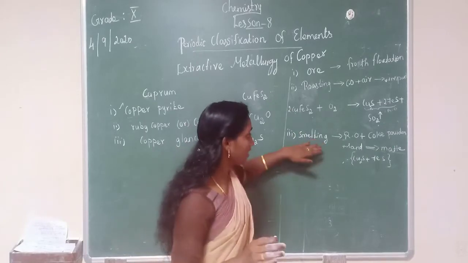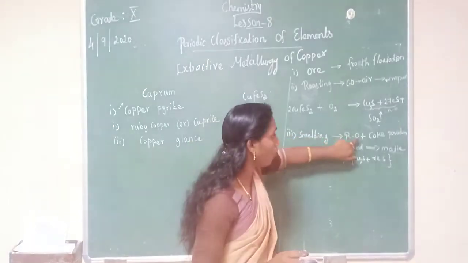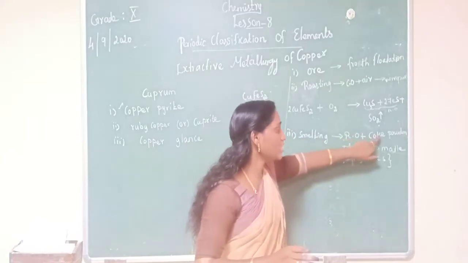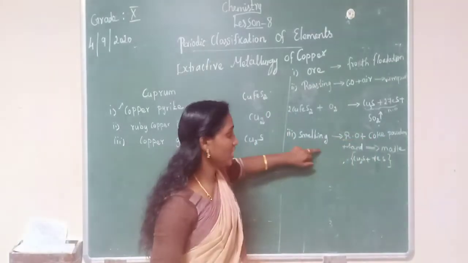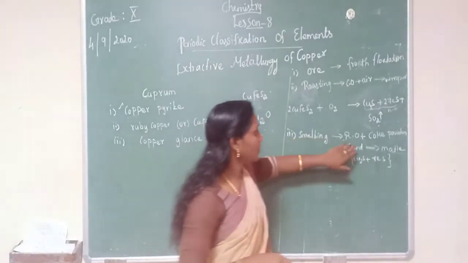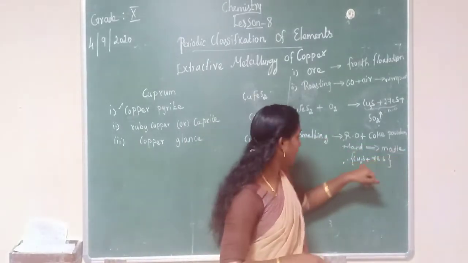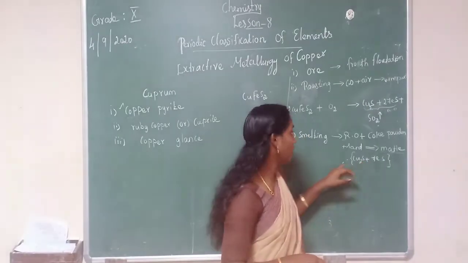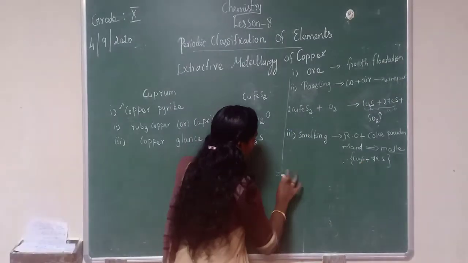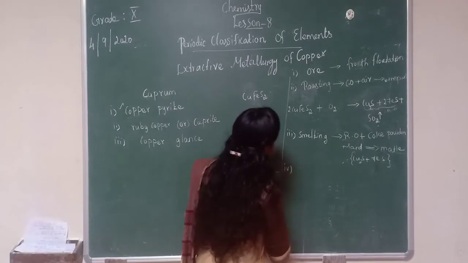Okay. So in this smelting process, this roasted ore is mixed with coke powder and sand. It is taken in a blast furnace. When heating, it can give mat. Mat contains Cu2S and FeS. Okay. The next one.